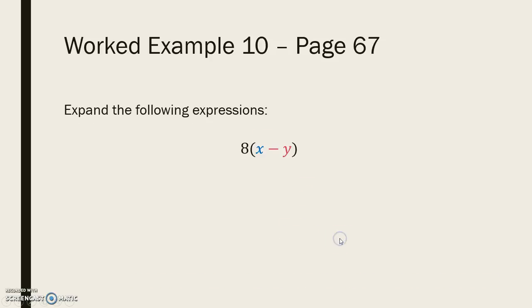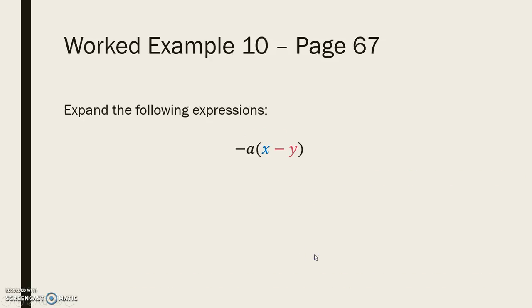Here's our second example. This time we've got some negatives, so I've highlighted the x in blue. The second term, negative y, I'll take in pink. Same as before, we're going to multiply out the 8 outside the bracket by each term inside the bracket. So 8 times x plus 8 times negative y is 8x take 8y. So positive 8 times negative y is negative 8y.